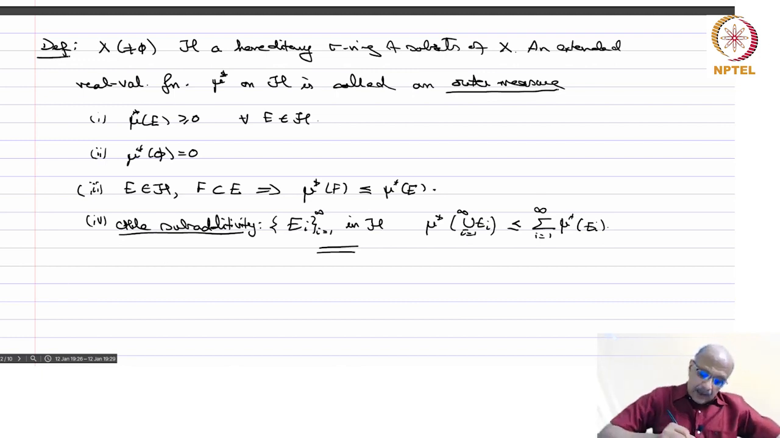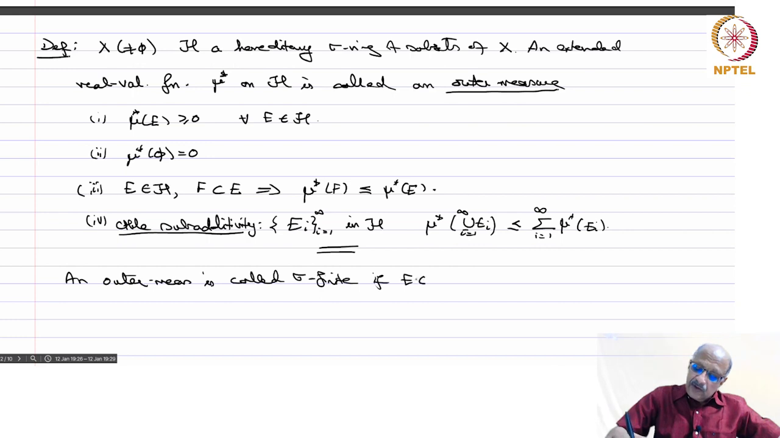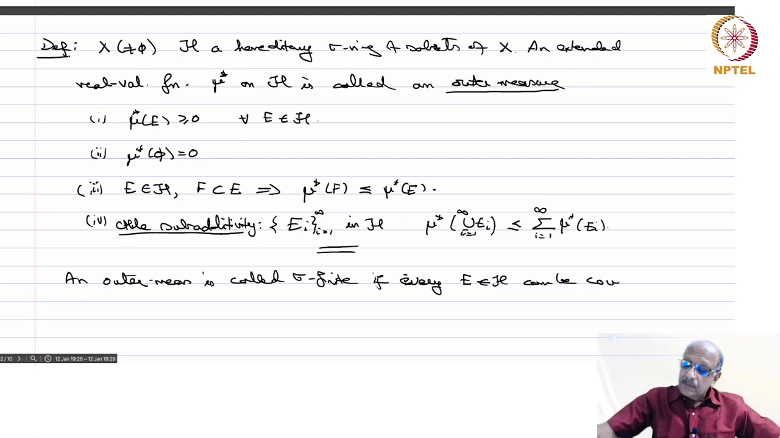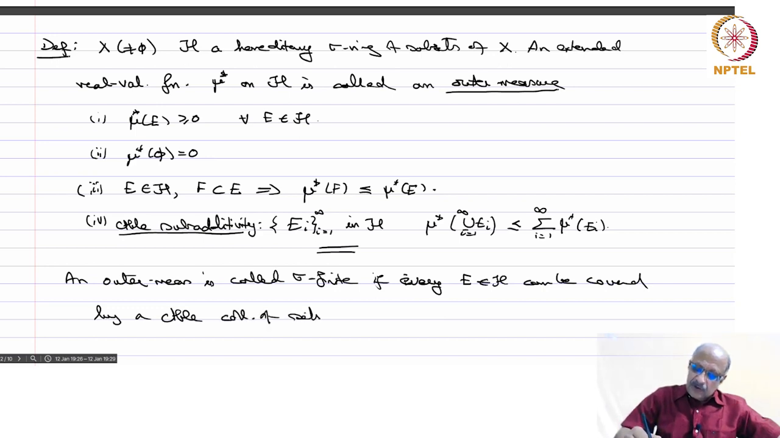So then an outer measure is called sigma finite if every E in H can be covered by a countable collection of sets in H with finite outer measure.